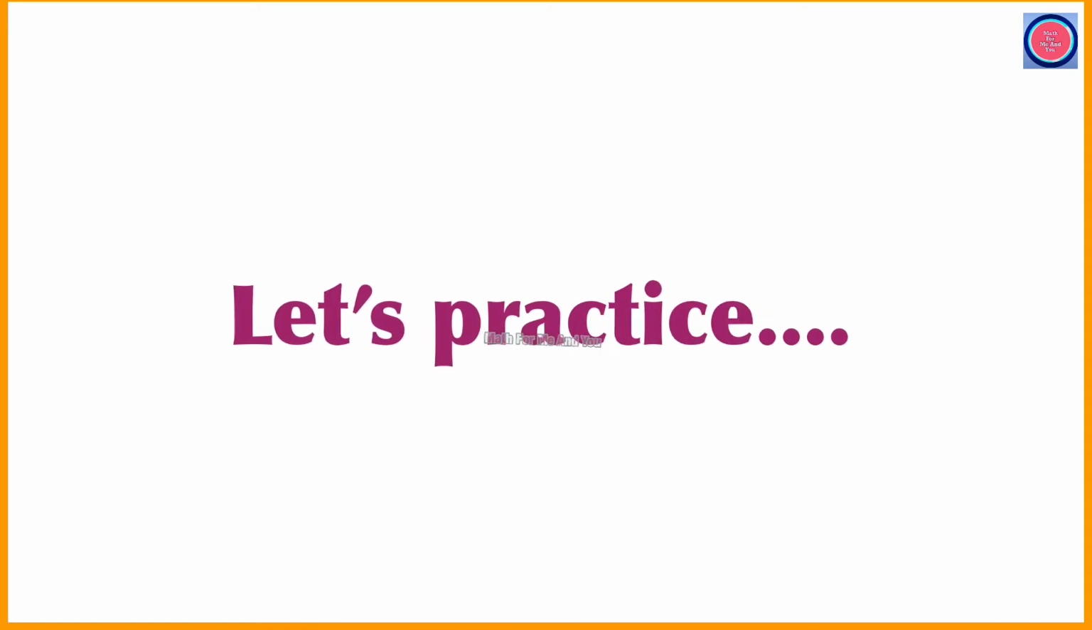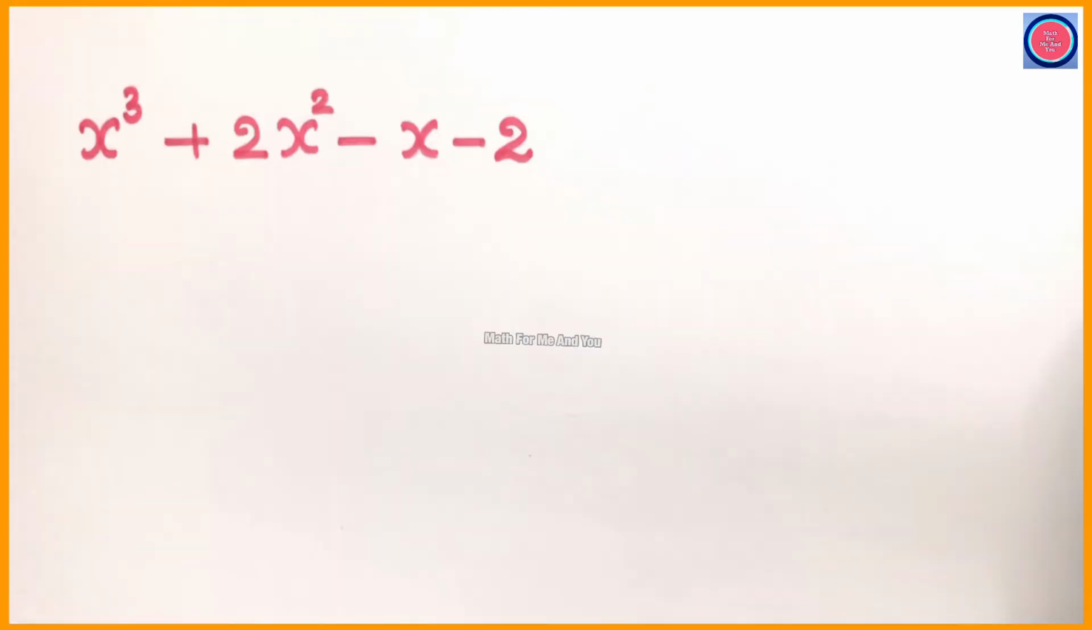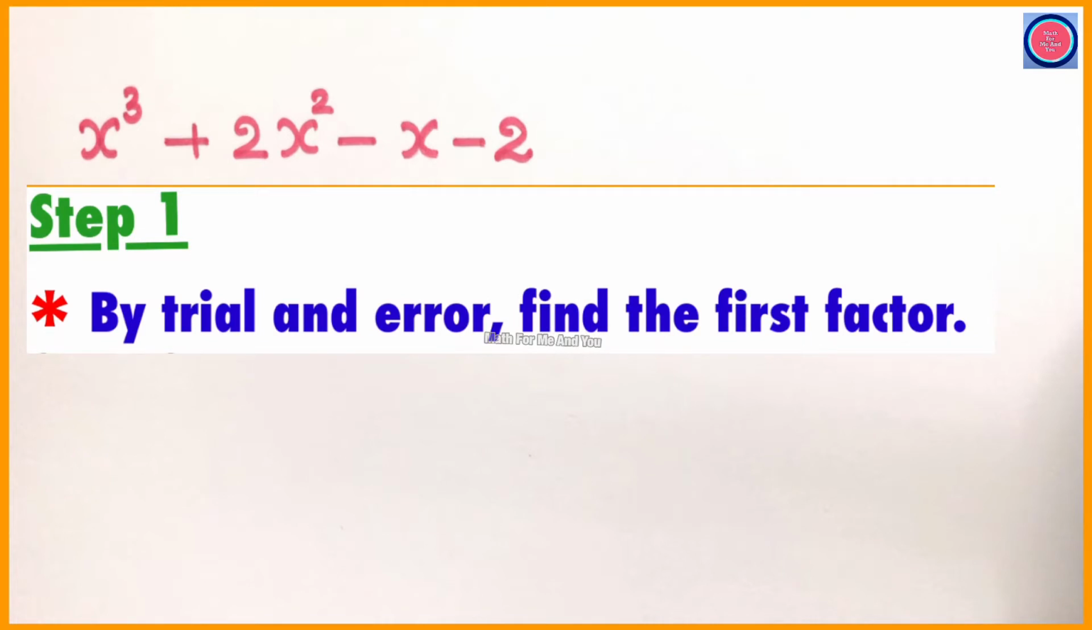Let's practice some questions. Consider a cubic polynomial x cube plus 2x square minus x minus 2. You can see this polynomial in standard form. Now we are going to start from step number 1. What is step number 1? By trial and error method, find the first factor, linear factor.